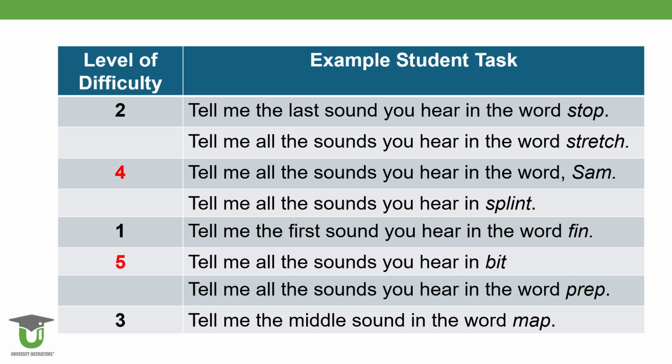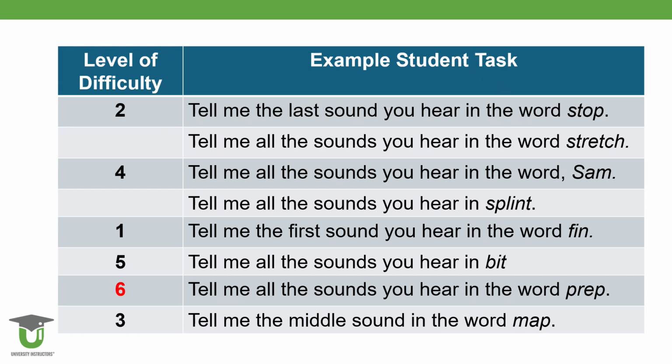Levels 4 and 5 are a little harder to differentiate. In both of the words Sam and bit, we hear 3 phonemes. However, the first and last phonemes in the word bit, b and t, are stop sounds that can't be stretched out easily. The S and M in the word Sam are continuous sounds that can be stretched out. Therefore, Sam comes in at number 4 and bit comes in at number 5.